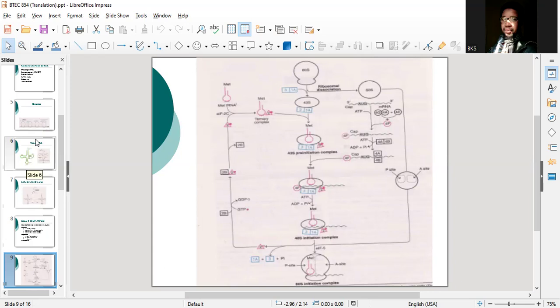eukaryotic initiation factor 2 will have to be recycled by interacting with another factor, eukaryotic initiation factor 2B, and that leads to the action of a kinase where the GDP is phosphorylated to form GTP, and then you have eukaryotic initiation factor 2 bound to GTP. Then another factor, eukaryotic initiation factor 2C, will help in the interaction between the methionine transfer RNA and eukaryotic initiation factor 2 bound to GTP. So the process will continue.